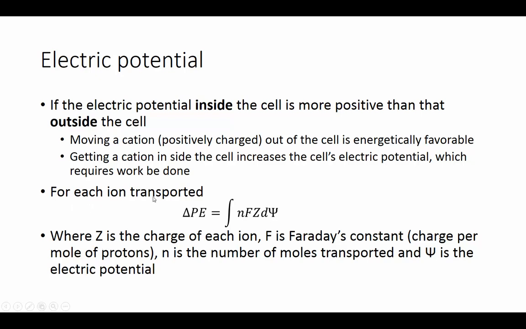So for each ion transported, you can look at the change in the electrical potential, the PE, via this equation, in which Z is the charge of each ion. If we're talking about sodium, sodium is +1, so Z is simply +1. F is Faraday's constant, which gives you the charge per mole of protons. In some cases, there's a temperature component there too. N is the number of moles transported, and this Greek letter psi is the electrical potential.